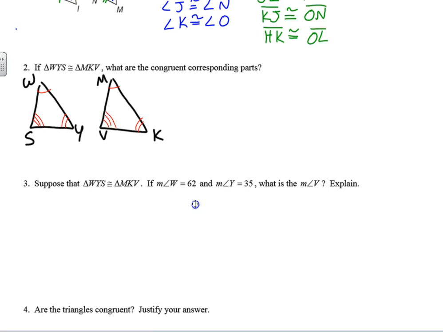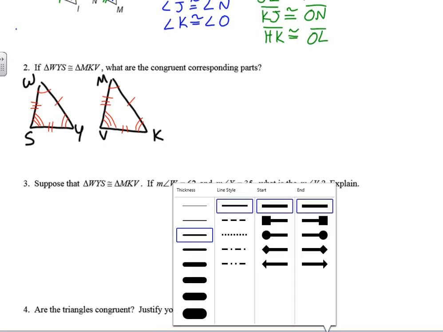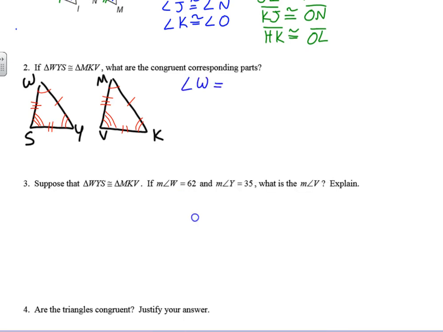Now sometimes all you're given are the markings on the sides, you see the 1 and the 2. The 1 and the 2, those sides are going to be congruent. The 2 markings and the 3 markings, those sides would be congruent, and then the remaining sides would be our last side. So let's list all of these congruent parts. We would have angle W congruent to angle M, angle Y congruent to angle K, angle S congruent to angle V.